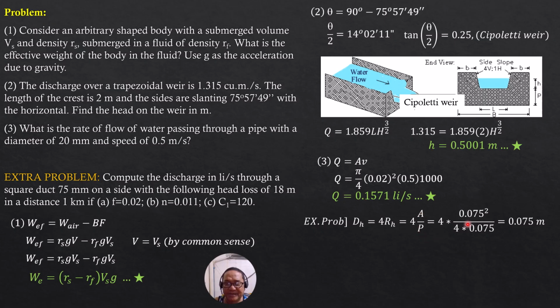So 4 times the area is 0.075 squared. Then the wetted perimeter is 4 times 0.075. So cancel out 4, it is 0.075 meter, the hydraulic diameter, while the hydraulic radius is 0.075 divided by 4.